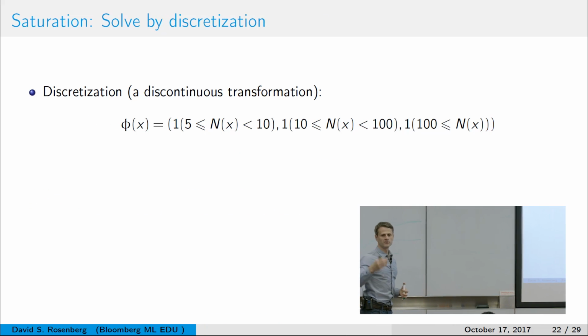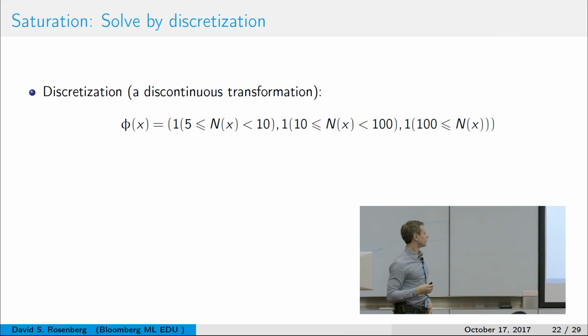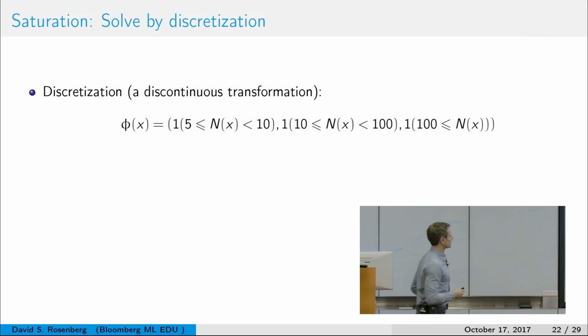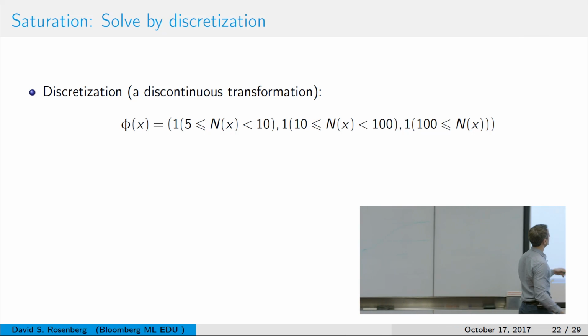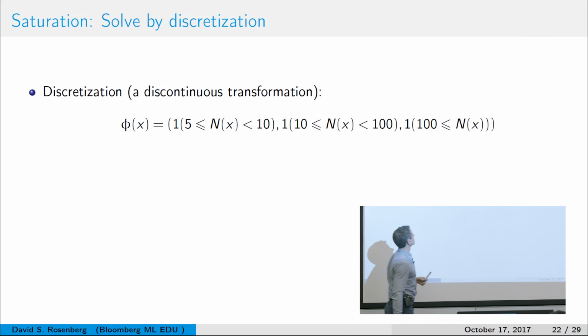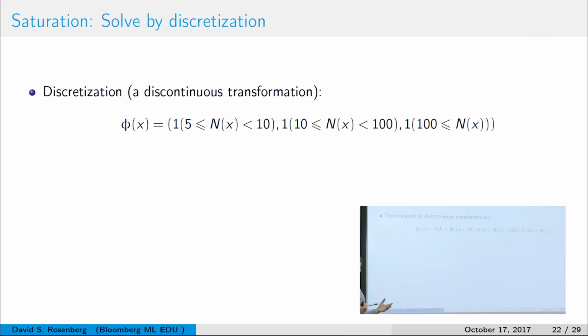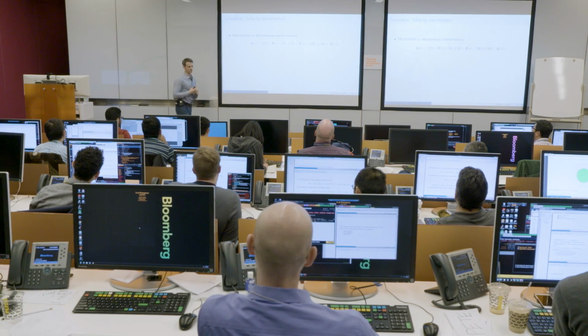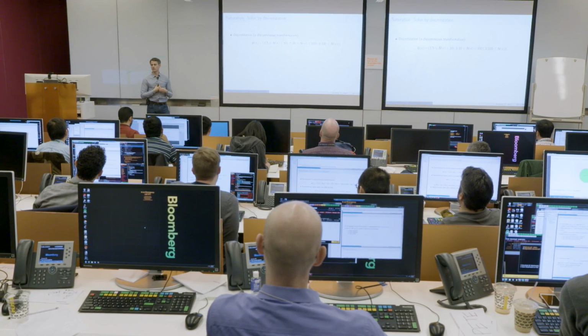All right, now here's Joy's idea. What if we do a discretization? And so here we've made 3 features to represent numbers. And it's by buckets. So if the number shows up between 5 and 10, this is 1, and the rest are 0. Between 10 and 100, that's 1, and the other 2 are 0. And if it's at least 100, then that one's 1, and the other 2 are 0. That's a very standard approach.